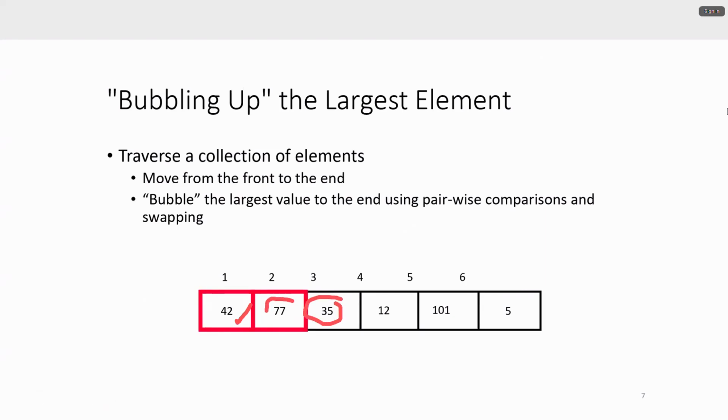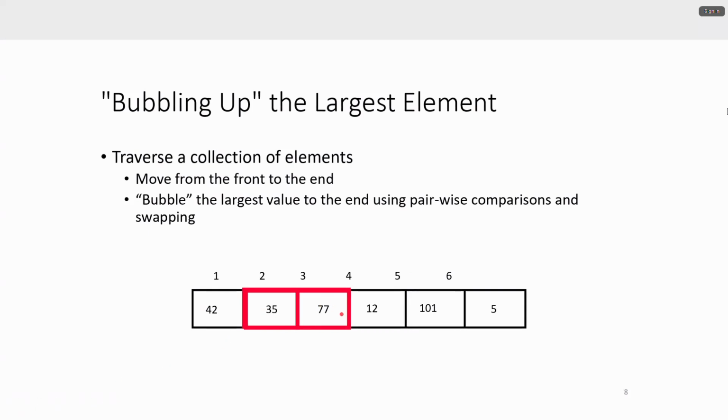Now we take these two and do the same thing. We can see 35 has come here and 77 is pushed further. We do the same thing over and over until we reach the end of the array. At the end we have 42, 35, 12, and 77 here. These two compare, and 77 is the smallest, so it stays here. Then 1 and 5: 5 is the smallest, so 5 comes here and 101 goes to the rightmost edge.